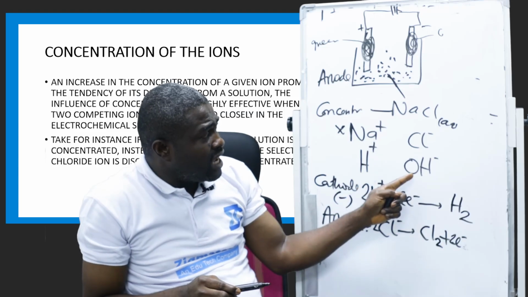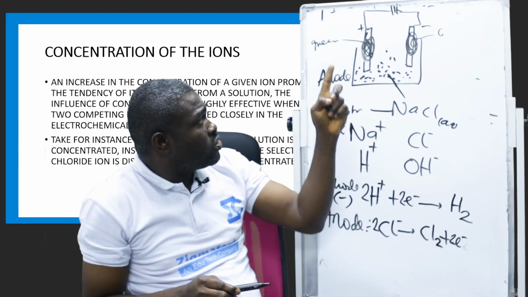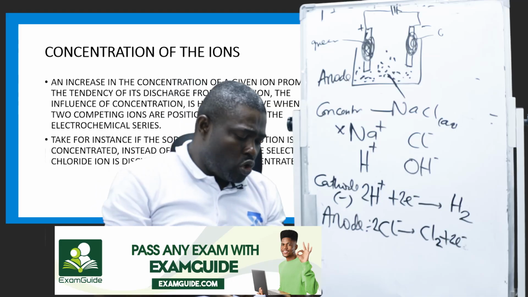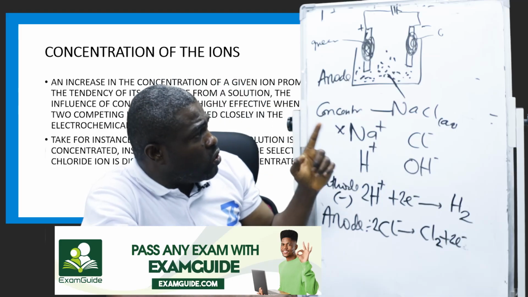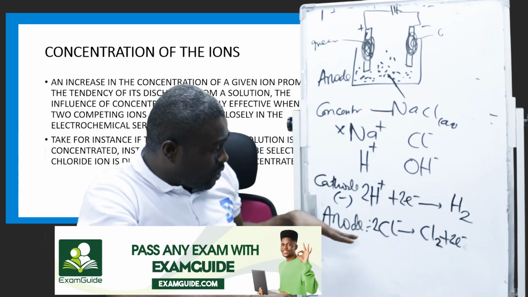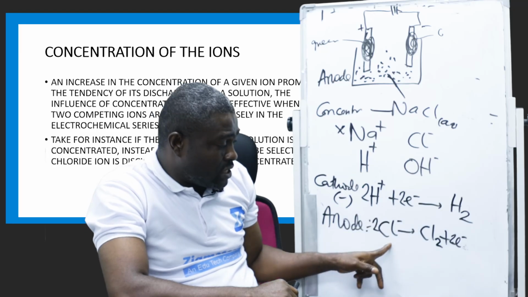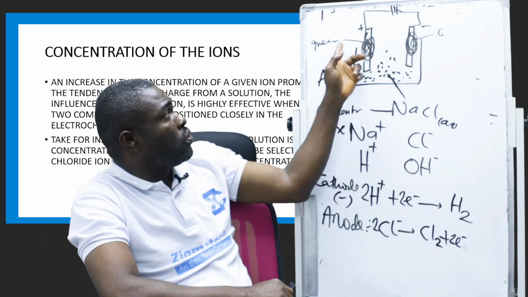Once OH is discharged at any time, please, it will only be oxygen gas. But once it's not OH, any other thing can come. Like this one now, chlorine is discharged. So chloride ion is discharged. So we are getting chlorine gas at the anode, which is this.